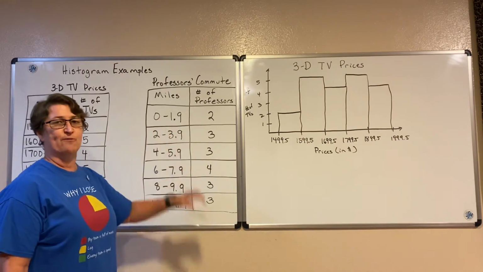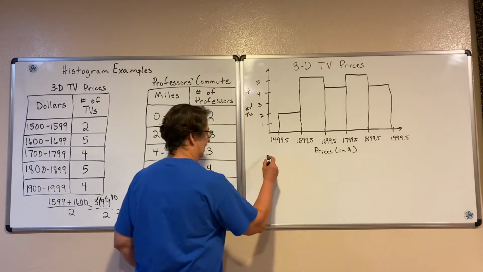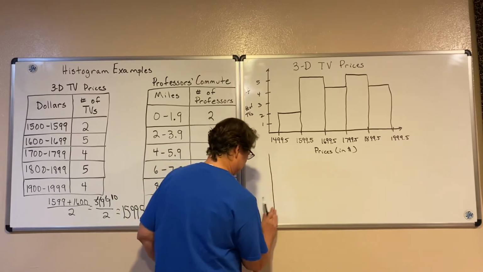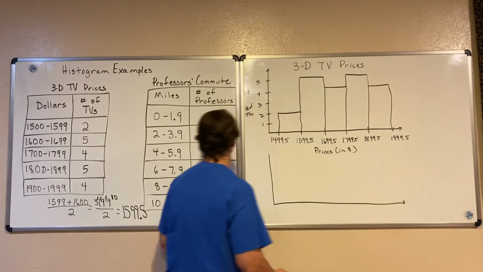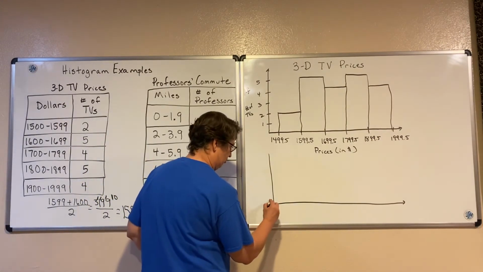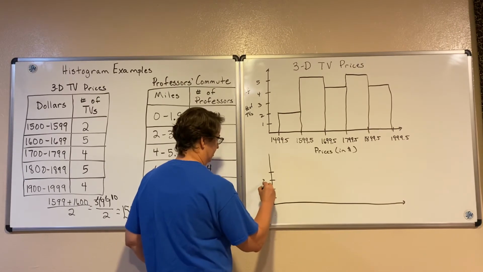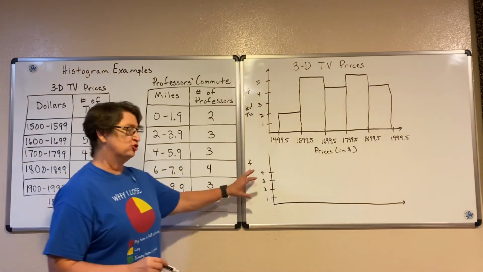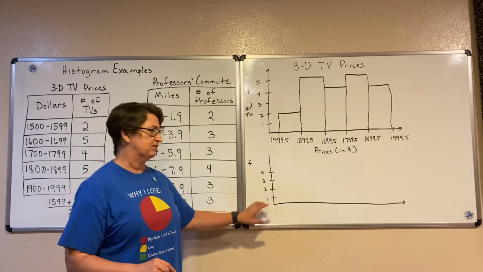Let's create a histogram for the professor's commute. In this case, I'm going to do the same thing. I'm going to make a vertical axis and a horizontal axis. Give myself a little room down here. I only need to be able to count to 4, so I start at 0 and I'm counting up. I will count by ones since I'm only going to 4. If I were counting to a larger number, I might count by a different thing. I don't want to count by too big though. I want to keep it as small as I possibly can. But the big deal is I must always start at 0.